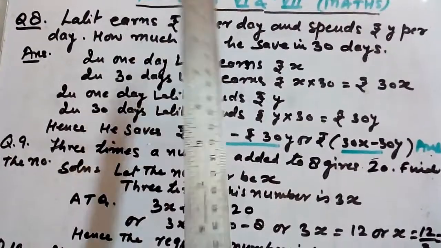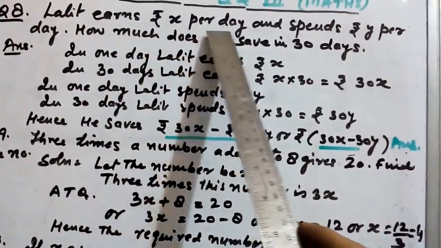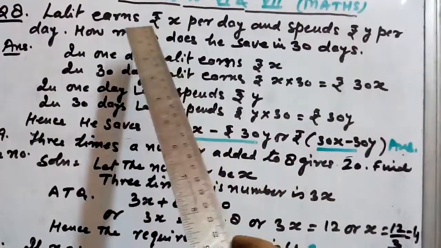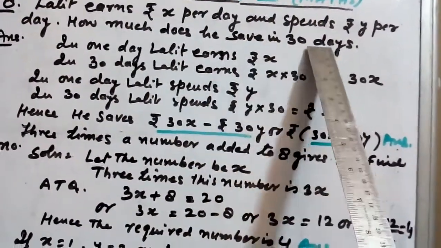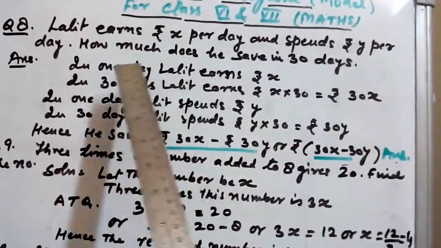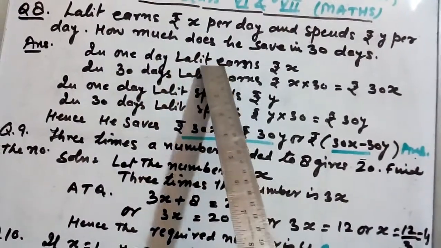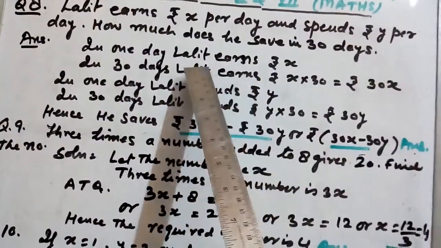Now comes question 8 before you. It states that Lalit earns rupees x per day and spends rupees y per day. How much does he save in 30 days? Children, he is asking for the saving in 30 days. Its solution is like this. So we have to first find out the earning of Lalit for 30 days.